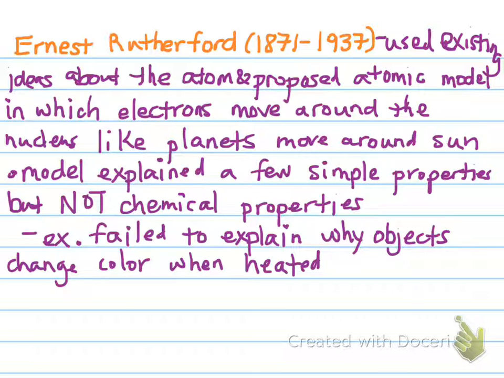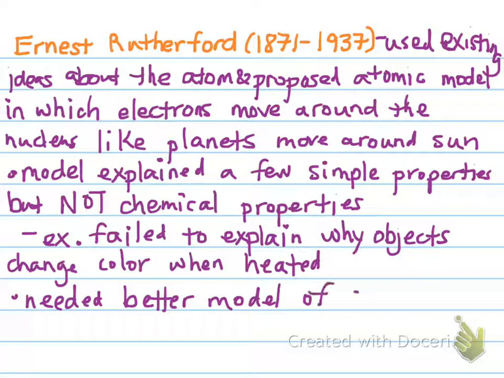And so again, scientists knew that they needed a better model of the atom. So again, Rutherford makes a pretty big discovery with his gold foil. He says, chocolate chip cookie, the plum pudding model, that's wrong. He says, no, all the positive charge, most of the mass is in this nucleus, and we have these electrons outside of it. And he could explain some things, but he couldn't explain why some objects changed color when they were heated.